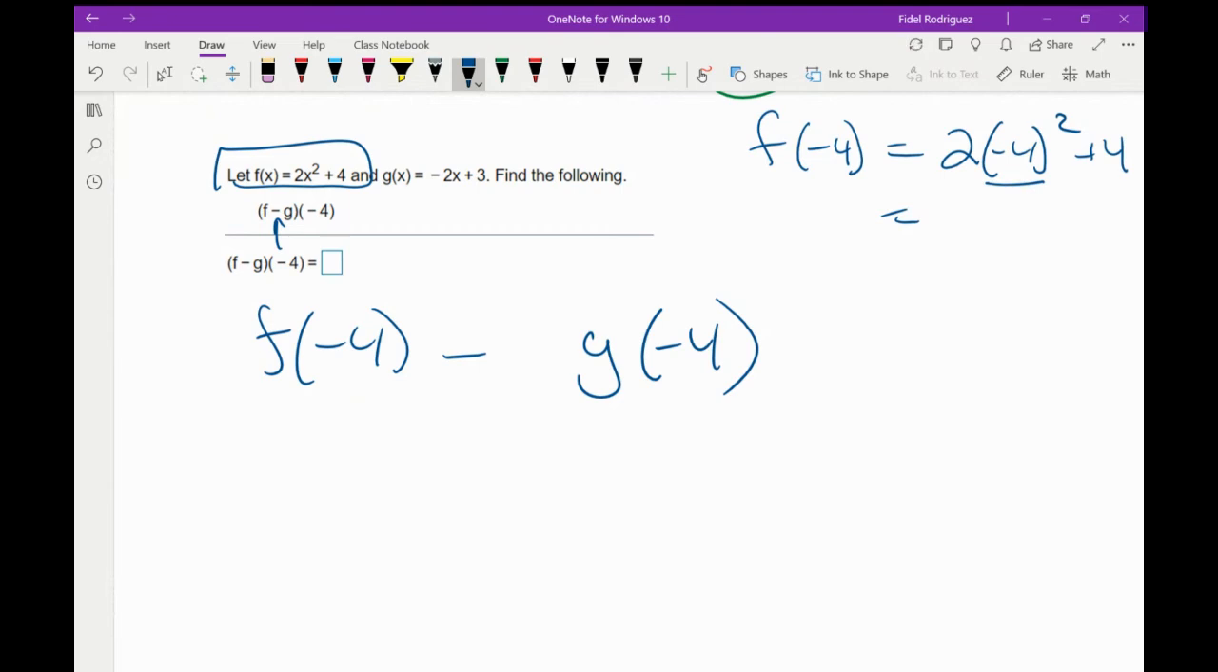Okay. Guys, negative 4 squared is negative 4 times another negative 4, positive 16. Okay. 2 times 16 is 32. 32 plus 4 is 36. So that number right there is 36. Okay. So far, are we good?